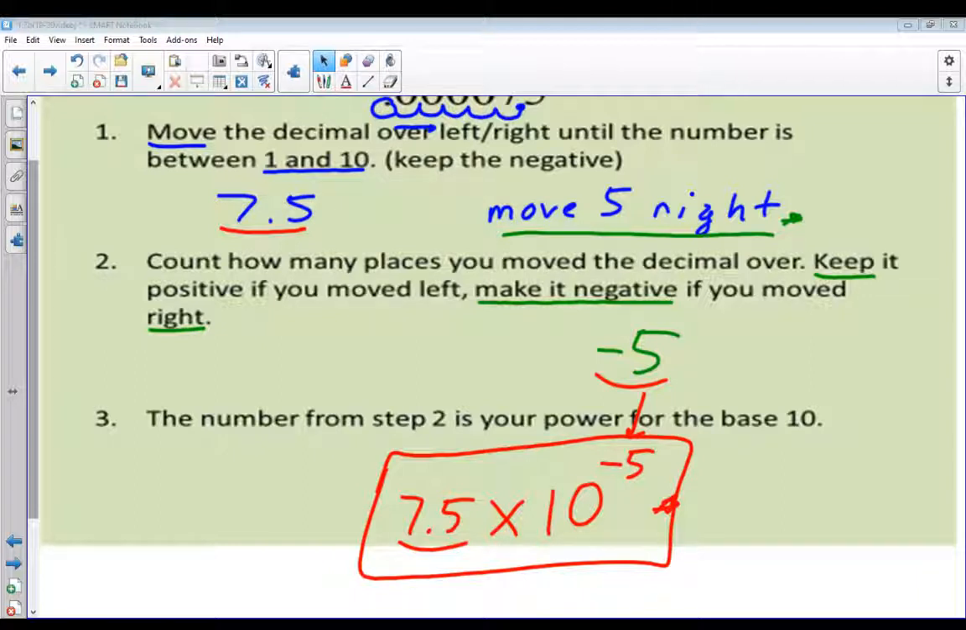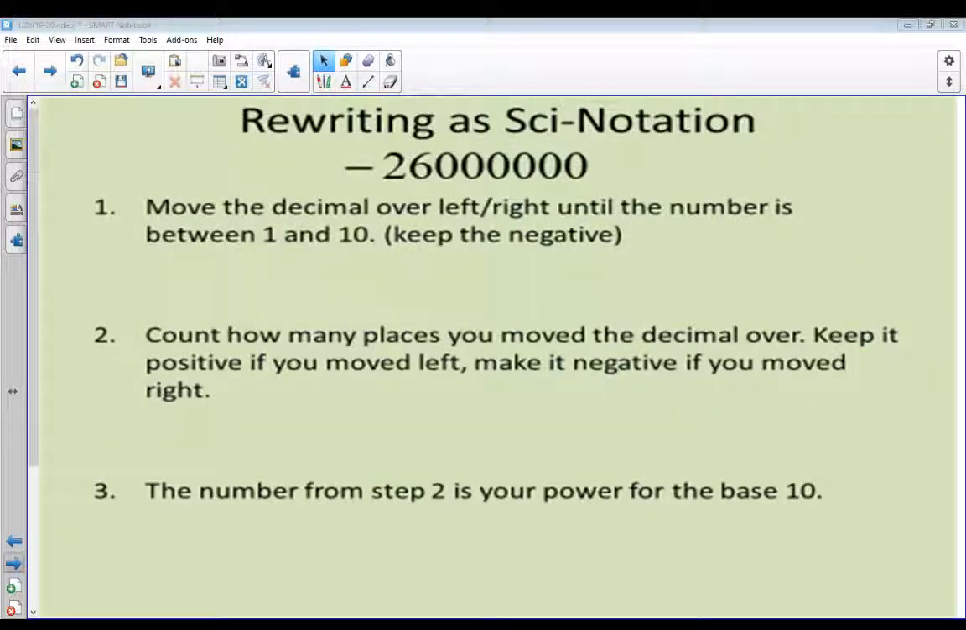So let's try those 3 steps again with a different number, just so you get the hang of it. So now we're going to rewrite in scientific notation this number. So step 1, we need to move the decimal over left or right until the number is between 1 and 10. And I don't see a decimal in this number, so I'm going to make one. I'm going to put the decimal right in the back. And now, let's move the decimal until the number is between 1 and 10.